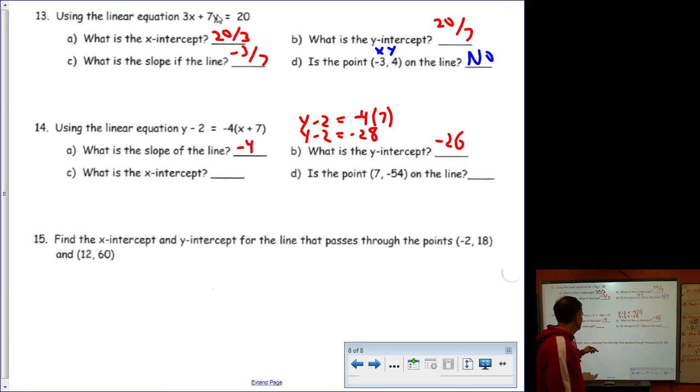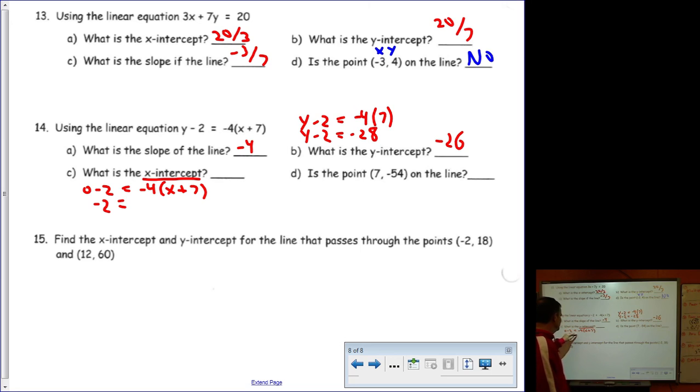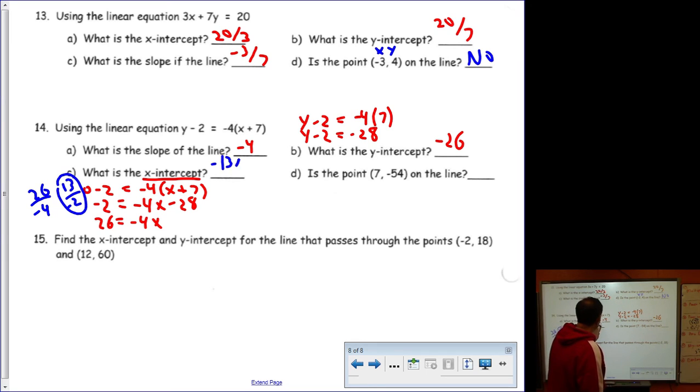The x-intercept. I find the x-intercept by putting 0 in for y. So 0 minus 2 equals -4 times x plus 7. That would be -2 equals -4x minus 28. I would add 28 to both sides and get negative 4x equals 26. And I would divide by negative 4, and I would get 26 over negative 4, which is 13 over negative 2. So it'd be negative 13 halves.